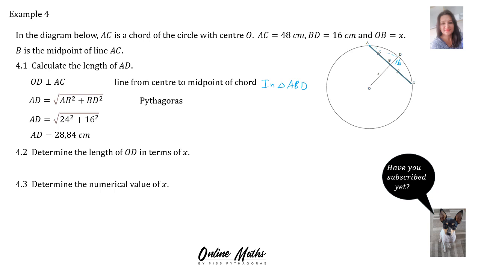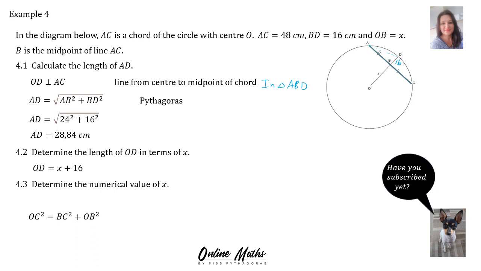4.2. Determine the length of OD in terms of X. That means there should be an X in your answer. And if you go to OD, you can clearly see that OD is equal to OB plus BD, which is X plus 16. 4.3. Determine the numerical value of X.